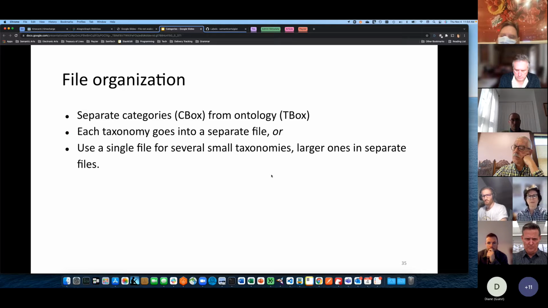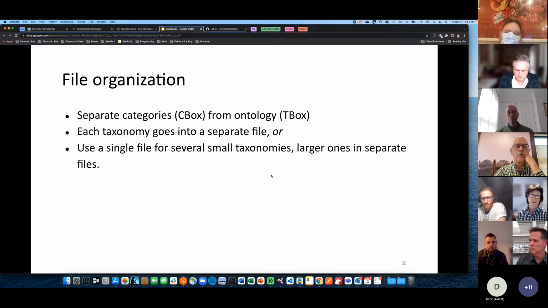File organization, really quickly. We generally separate the CBox, the categories, from the ontology in a different file. I like to put each taxonomy into a separate file, even if they're small. Some other people will say if it's small, I'll just stick them all into one file, and only if I start getting really large ones will I put them in separate files.